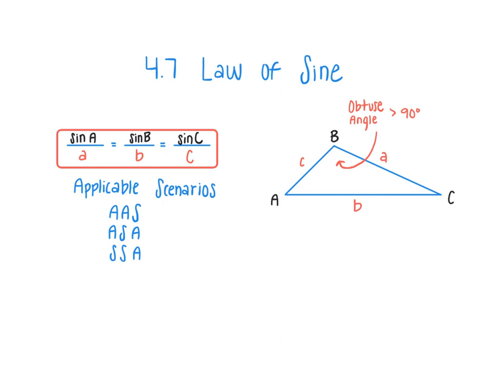Now looking at the formula, as you can see, there are three ratios set up, and each ratio is a relationship between the sine of the angle and the side length. If we take a look at our triangle, this is referring to angle A, which is directly across from side length A. So sine of angle A over side length A is equal to sine of angle B over side length B, which is equal to sine of angle C over side length C. So there's a relationship between the angle and the side length of each side of the triangle.